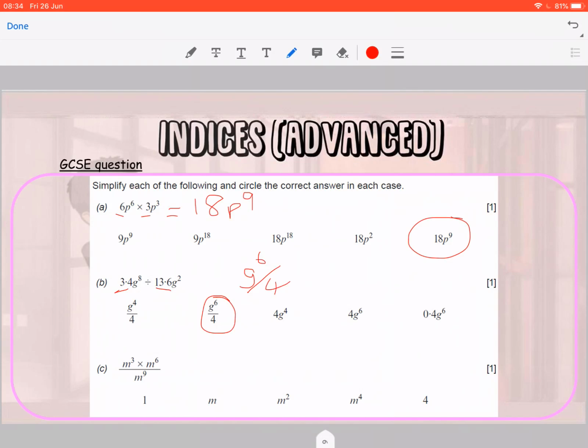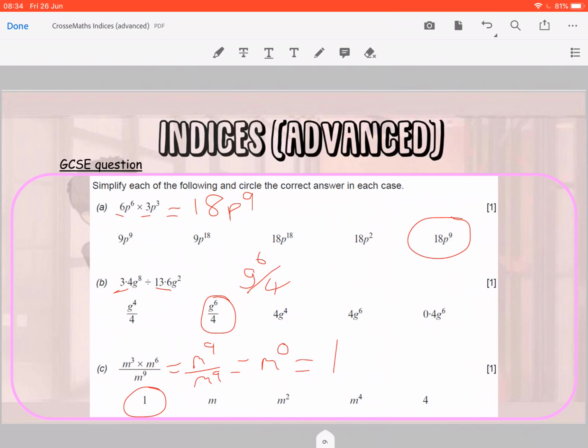Next one, M3 times M6 is M to the power of 9. It's still over m to the power of 9. If you take those two powers away, you end up with m to the power of 0. Anything to the power of 0 is always the number 1. Really straightforward question.